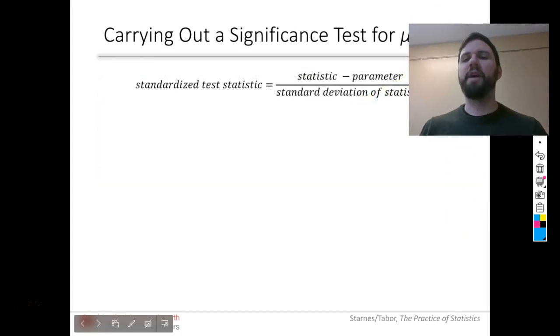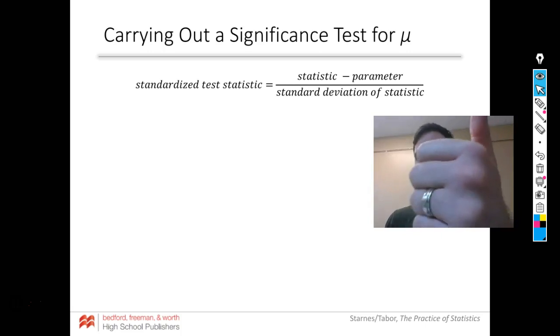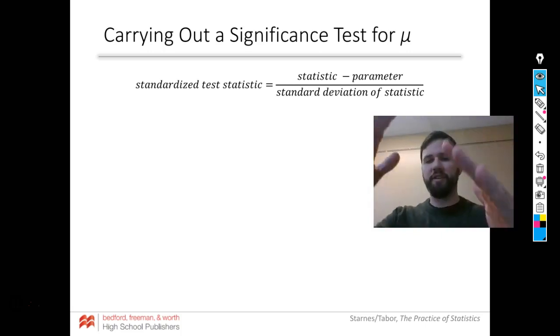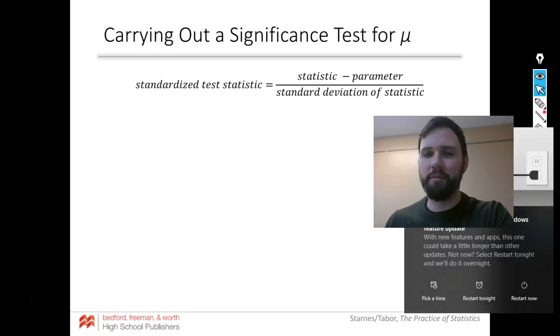To find our standardized test statistic, which in 9.2, when we were looking at proportions with z, is the same formula: statistic minus parameter over standard deviation. Same thing as our z-score. The data you find minus what you believe, over the standard deviation.